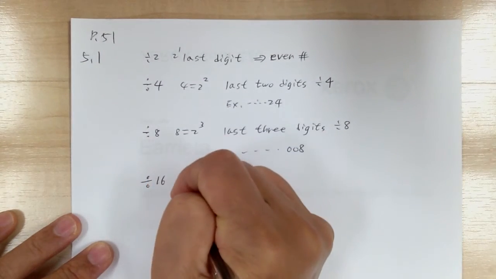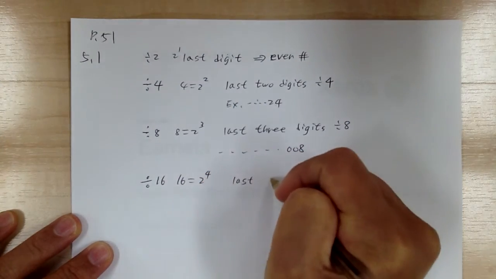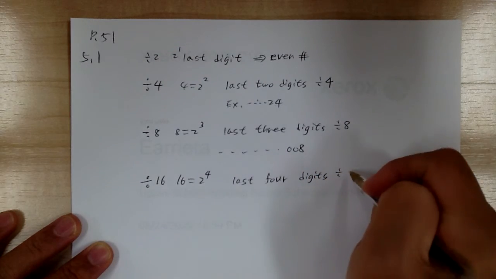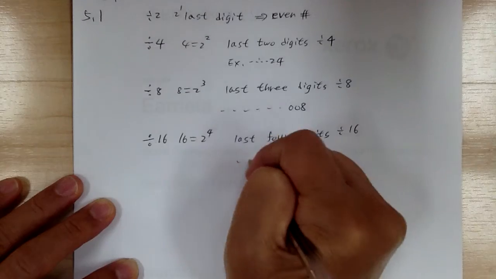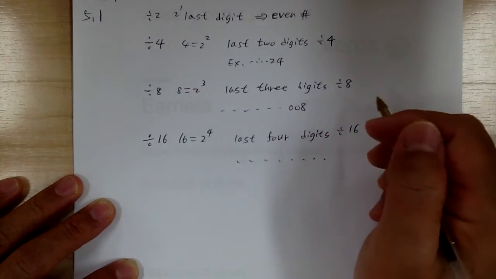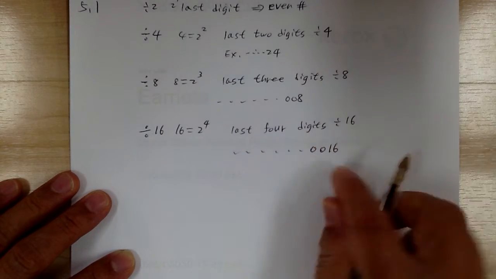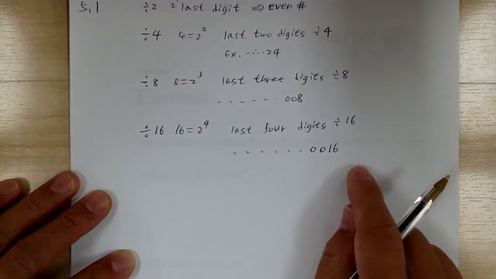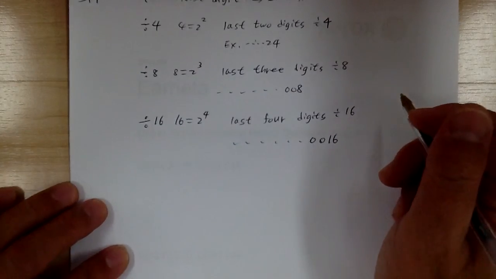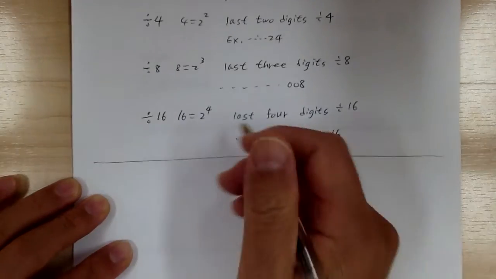So divisible by 16. Since 16 is equal to 2 to the 4th power, you look at the last 4 digits. They have to be able to divide by 16. So again, it doesn't matter what digits are over here, as long as the last 4 digits can divide by 16. So it would be like 0016, for example, or 0032. Okay, so all of these would be divisible by 16. Now we're done with the 2, 4, 8, and 16. Now let's go back to continue.